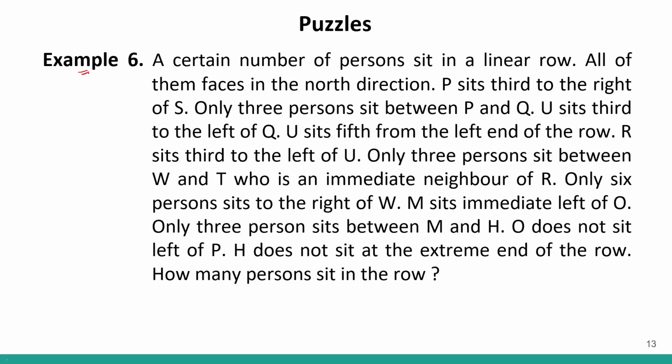Moving on to example number 6. Example number 6 says a certain number of persons sit in a linear row. So this is a linear row based seating arrangement question, but the total number of people is not known to us. Let us solve this question. All of them face the north direction. So this will be the right side and this will be the left side.